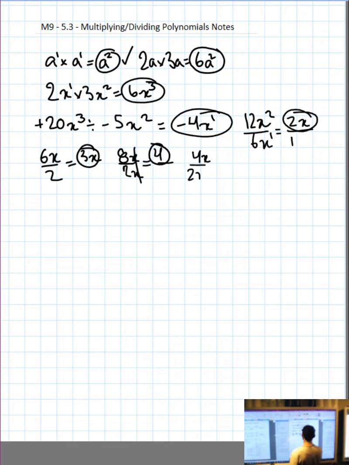4x over 2x squared. Well, I'm going to start off with an over. Now, 4 divided by 2 is 2. But I'm going to subtract from the bottom. I have an exponent of 1 on the top for the x. 2 minus 1 is 1. So I did the subtraction from the bottom. So the answer stays on the bottom.